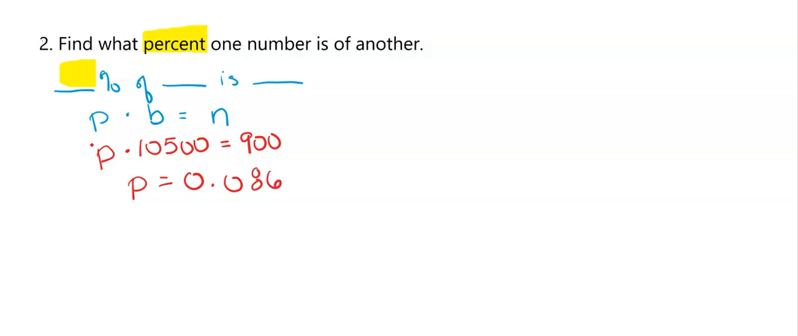That is a percentage written as a decimal. I want it to be written as a percent, so I'm going to convert it by moving my decimal place 2 places to the right, because remember, when we turn a decimal into a percent, we're multiplying by 100. So my percentage is 8.6%. There's an 8.6% increase.